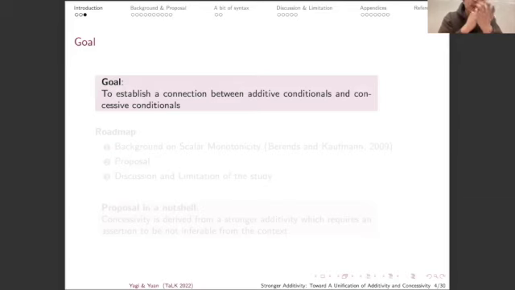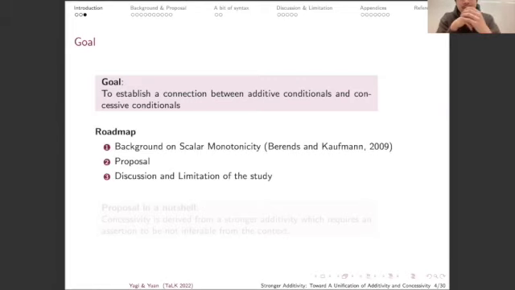So we have seen that additivity and concessivity are expressed by the same particle for some reason. Since they're expressed by the same particle, let's establish a connection between additivity and concessivity in the context of conditionals. That's our goal. The roadmap of this presentation is like this. I'll first talk about background, especially on scalar monotonicity discussed by Behrens and Kaufmann 2009. I will lay out a proposal, and then I will give the floor to my co-author Xuetong, and she will discuss some limitations of this study.